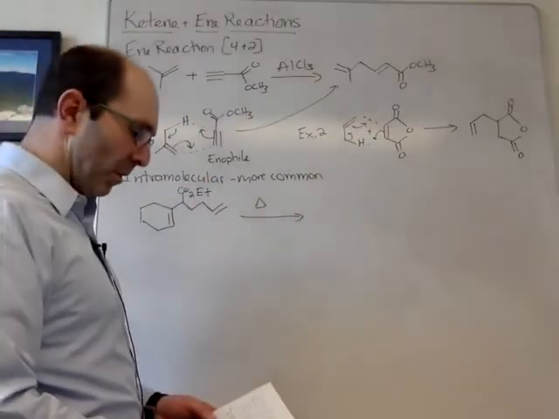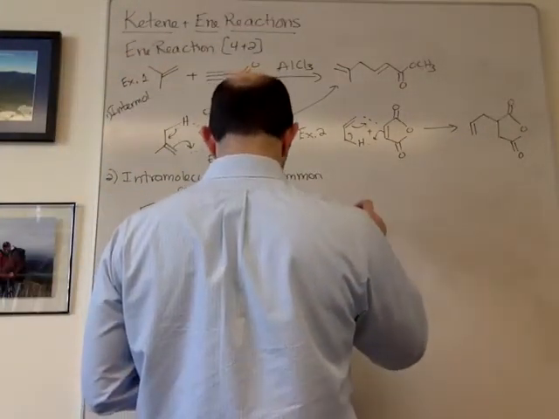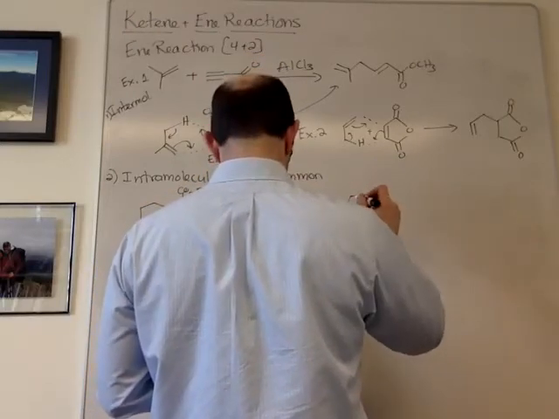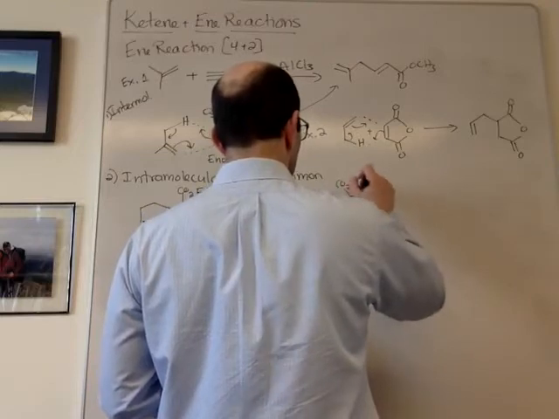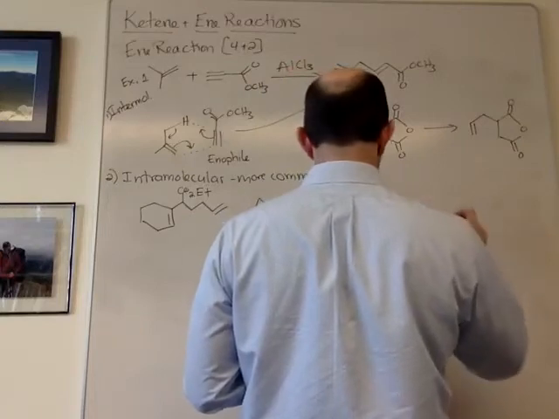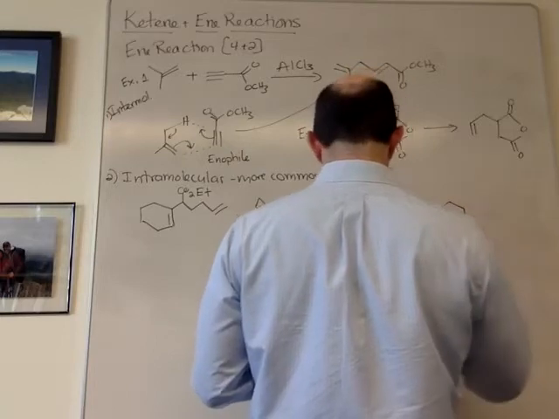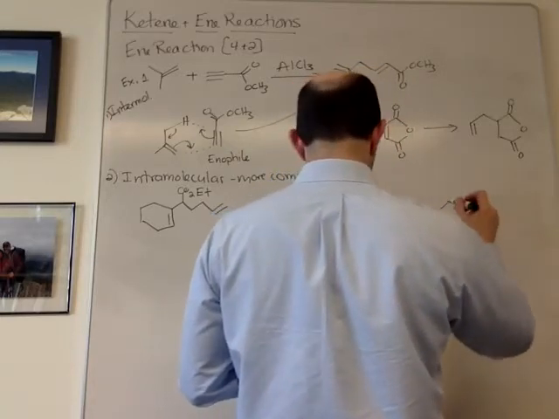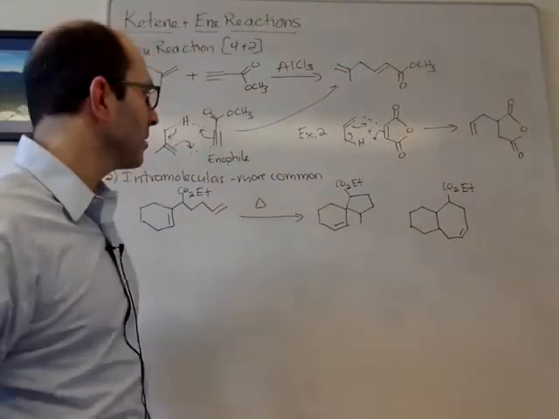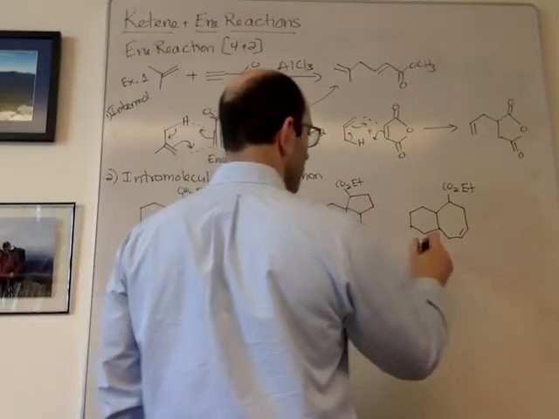So if you heat this up, there are actually 2 ene products that you can get. You can get the spirofused 5,6 system, and then you can get a 5,7 system. Right, those are the 2 possible ene products, and this one is the product, and this one is not formed.